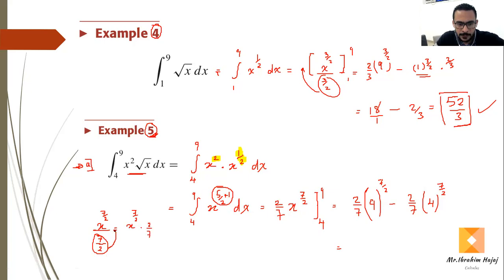Okay? Yes. Then 2 over 7 and here 2 over 7 and 9 to the power of 7 over 2. You can do it in the calculator and then find your answer.